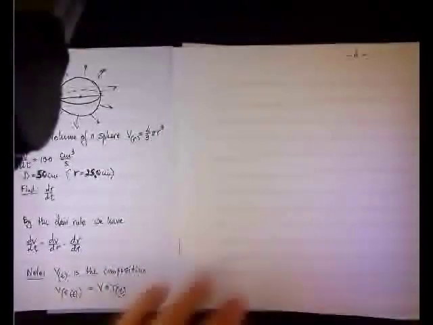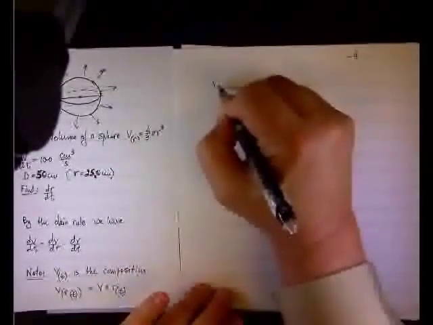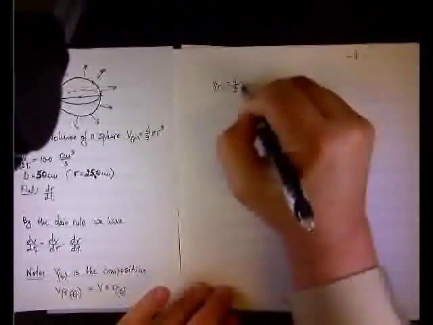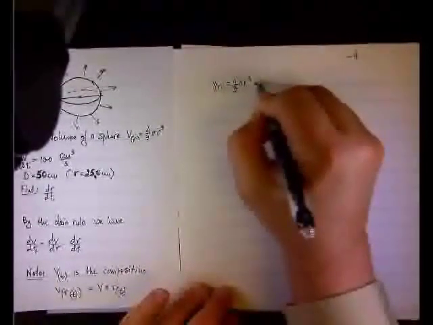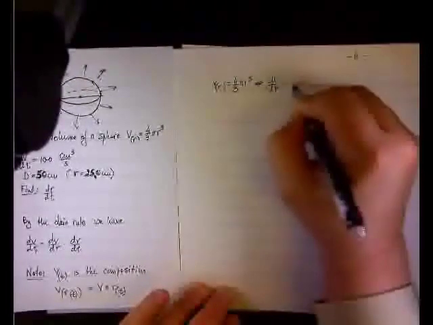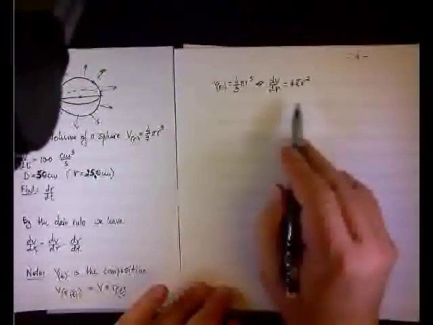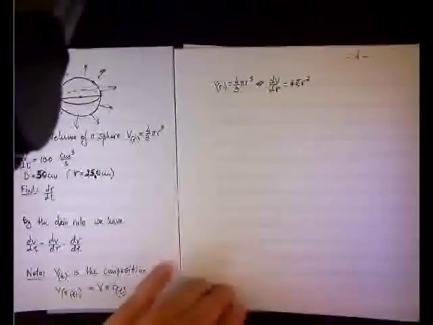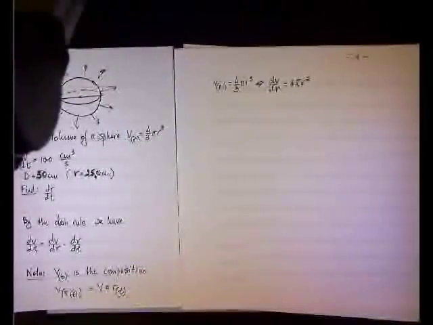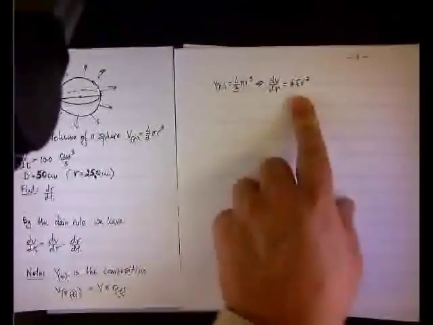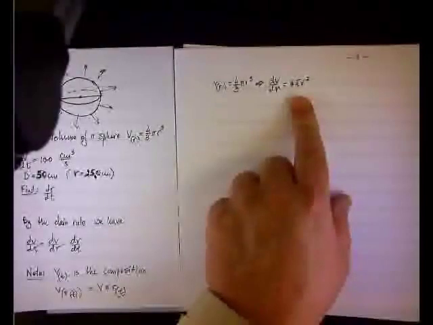We're going to say the following. Since V of r is 4 over 3 pi r cubed, then dV/dr is 4 pi r squared. Do you know what this result is? 4 pi r squared, physically, what does it tell you? Well, it's the surface area of the sphere.